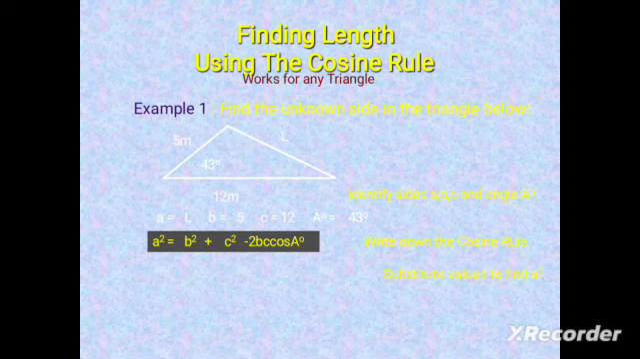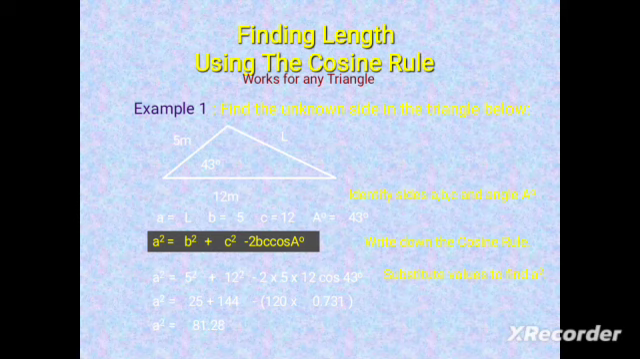Now, because we have the cosine rule, we're going to substitute the values to find a squared, because we've been told to find the unknown side, which is L, and from our formula a is equal to L. Substituting will give us a squared is equal to 5 squared plus 12 squared minus 2 times 5 times 12 times cos 43 degrees. If you work this out, you will get 25 plus 144 minus 120 times 0.731, to 3 decimal places.